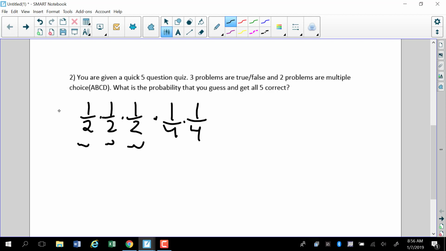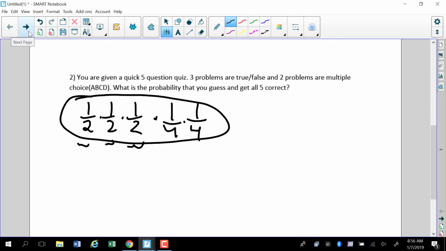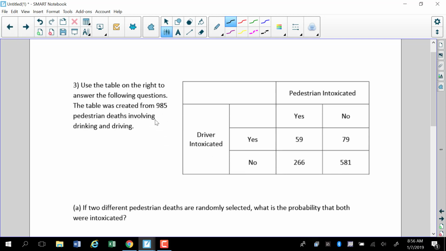So the probability to get them all correct is just multiplying them all together. So again, here's the 3 true, false, and here's the 2 multiple choice. And again, they're independent. One outcome did not affect the other one. Just because you got one question right doesn't mean you got the other question wrong.